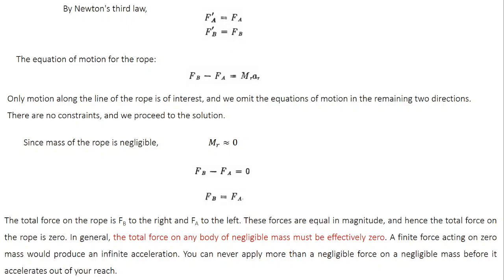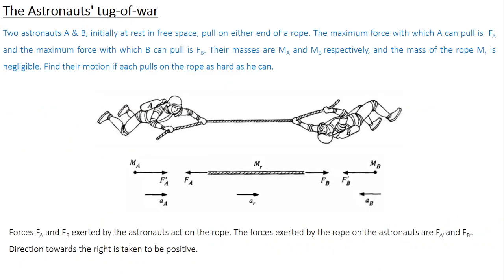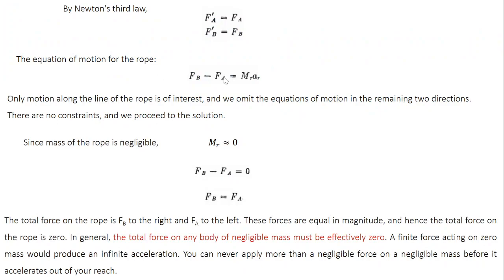And the equation of motion on the rope: Fb acting in the positive direction, Fa acting in the negative direction, and if we call the acceleration of the rope AR, I can write Fb minus Fa equal to Mr AR. Only motion along the line of the rope is of interest, and we omit equations of motion in the remaining two directions. So there are no constraints here.